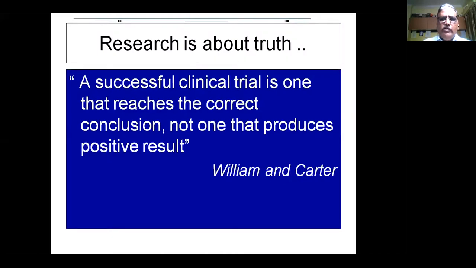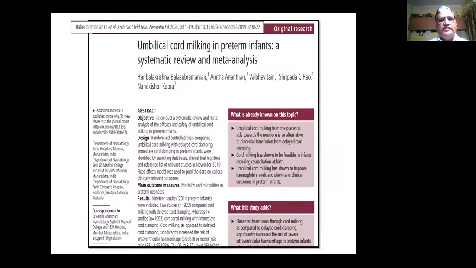Now, when you look at any paper, you know that positive results are likely to be published and negative results are not likely to be published. And sometimes, the results of trials are altered. So we have to be honest and say that a successful clinical trial is the one that reaches the correct conclusion and not the one that produces a positive result. So even if the study you are looking at has given a negative result but has answered something very clearly, that this therapy does not work, then have trust and faith if the study is done properly.